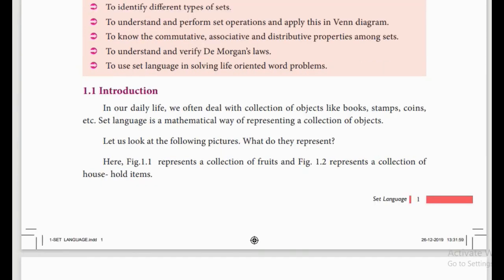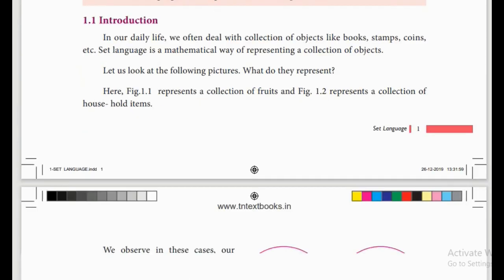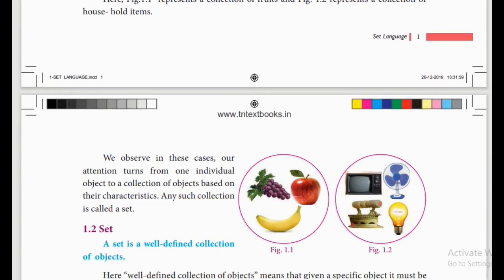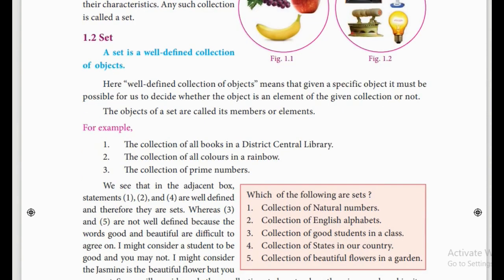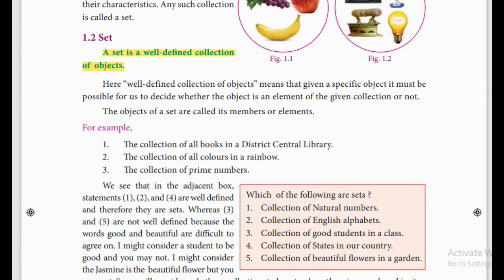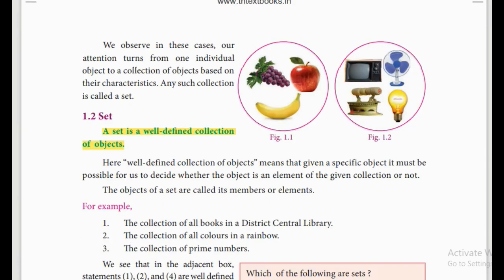What is meant by set? I hope you already learned this in the online class. So the set definition is given here. Look, a set is a well-defined object. What is the meaning of well-defined? Look at the examples given here. Look at the first picture.